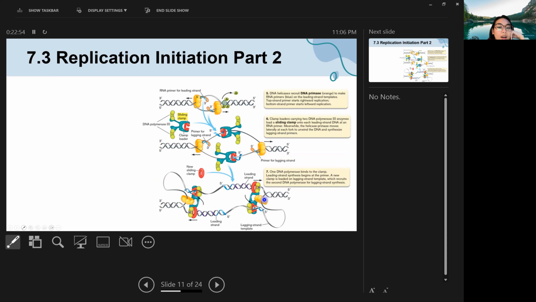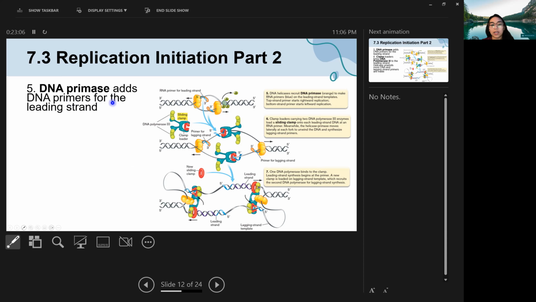Still going. After we've unwound the DNA a little bit, there's some space, and so DNA primase can come and add, I should say RNA primers, sorry. It's going to come and add RNA primers. Remember that DNA polymerase needs these primers to be able to start the DNA replication. So the primers are important.